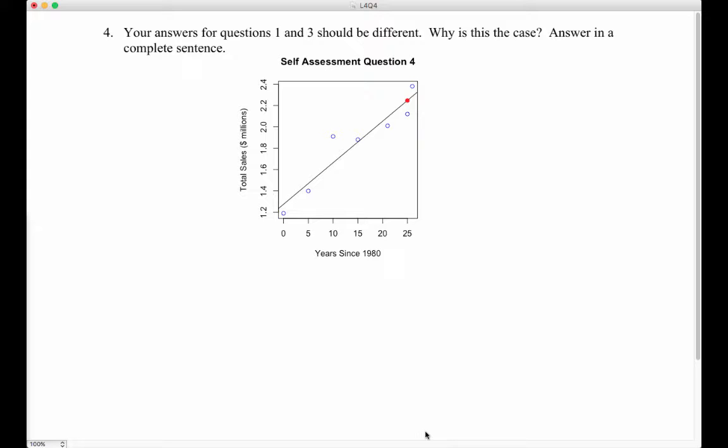So in Problem 4, they say your answers for 1 and 3 should be different. Why is this the case? Answer in a complete sentence. There's actually quite a bit more to this problem than meets the eye in these short little sentences.